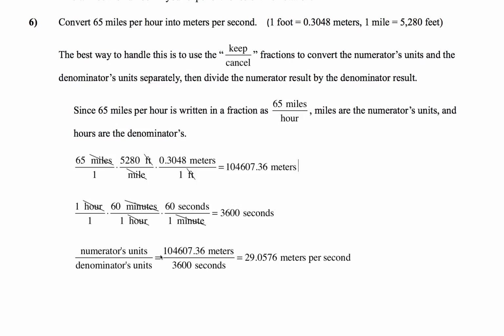The numerator's units are the 104,607.36 meters. The denominator's units are the 3,600 seconds. Divide one by the other and you have 29.0576 meters per second. And I think that's as far as we'll go for this video. We'll move on to the next one for the next questions.